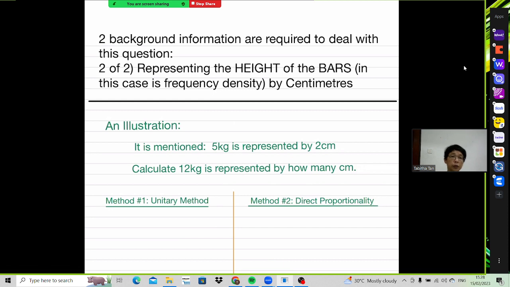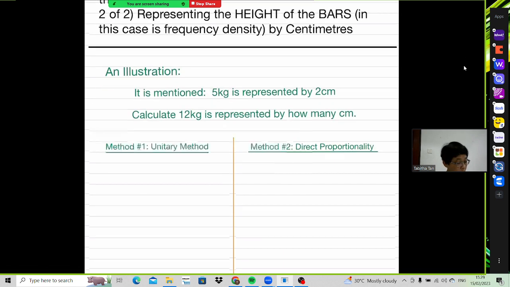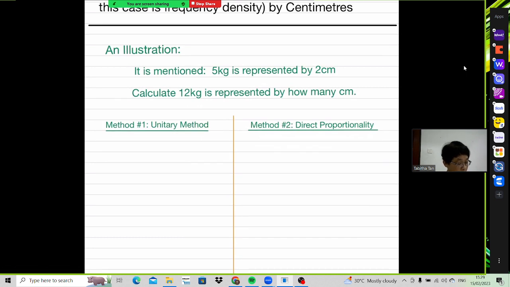Before we hop on to frequency density, which is probably a new word to some of us, let us illustrate this with something more familiar. I'm using mass, kilogram. The question mentioned to us, 5 kilogram is represented by 2 centimeter. If 5 kilogram is represented by 2 centimeter, and they ask us to calculate how many centimeter represent 12 kilogram. This is a very simple idea, which I know most of us could be very familiar with.